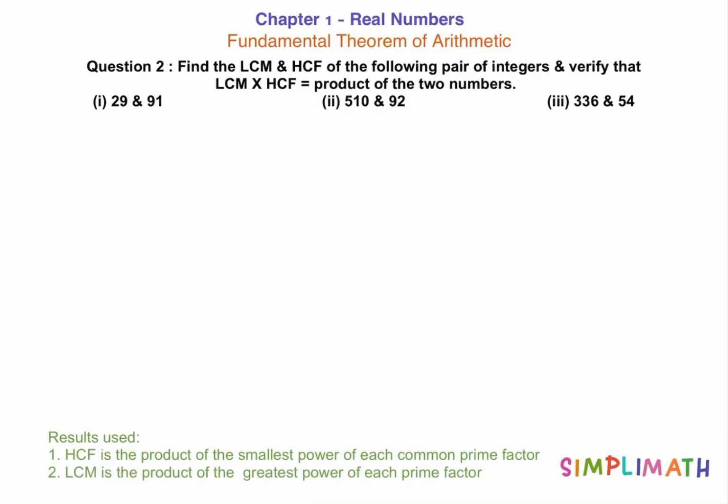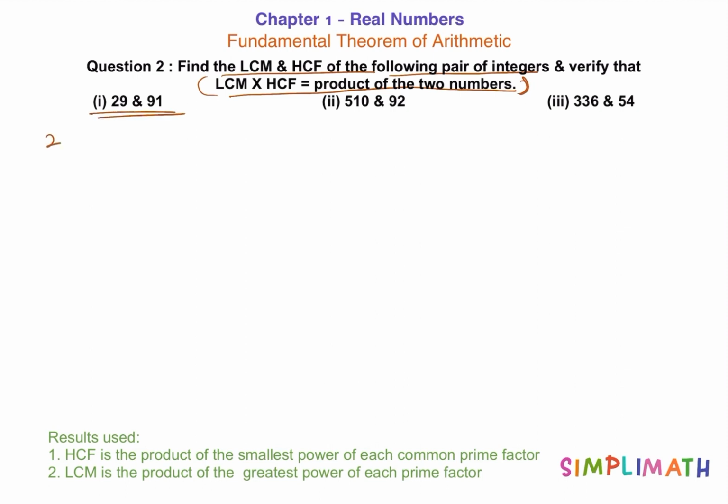Question 2 says find the LCM and HCF of the following pair of integers and verify that LCM into HCF equals the product of the two numbers. So this result we have already studied in example number 2 before. Okay, now let's come to the first question.